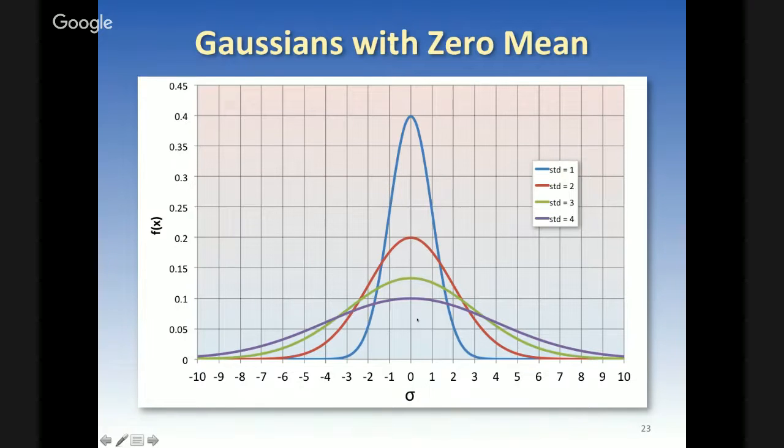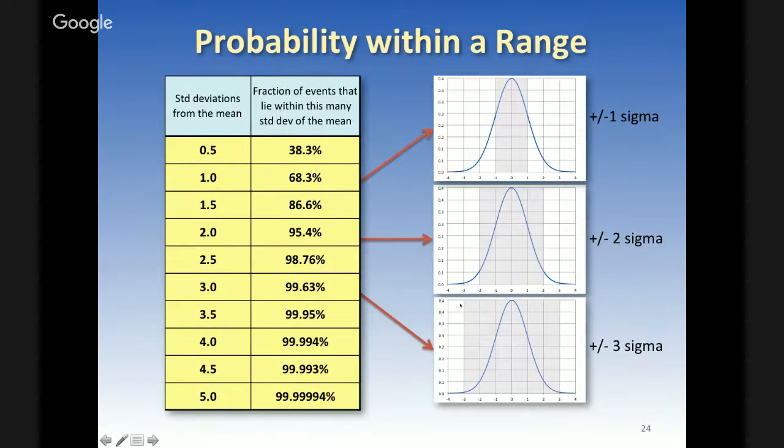And what statisticians have done, and it's easy to do if you're good with Excel, is sit down and plot this curve and look at the area under the curve. This is a little table showing standard deviations from the mean and the fraction of events that lie within that many standard deviations of the mean. So if we say plus or minus 1 sigma, and this is what we've been talking about all along, there's that 68.3%. 68.3% of the events will occur in the plus or minus 1 sigma range.